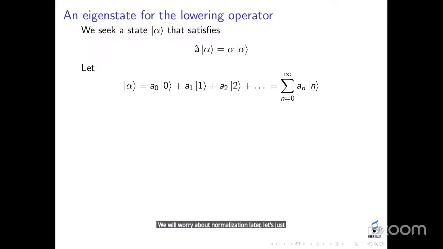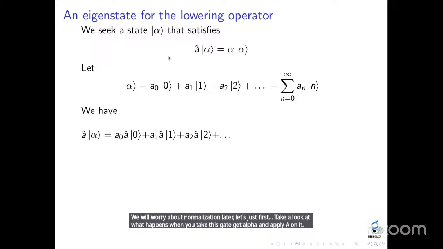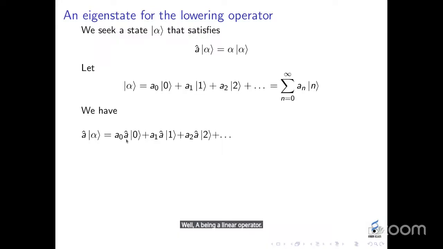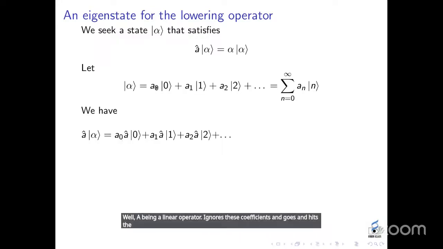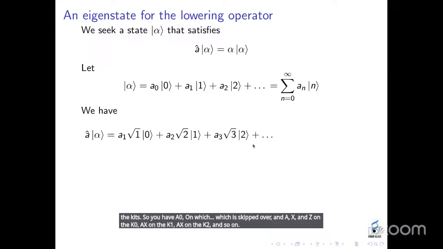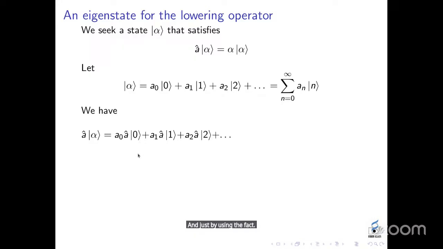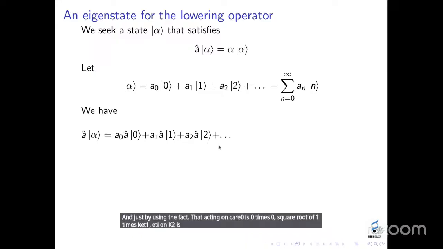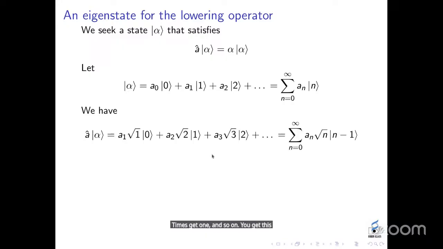Let's just first take a look at what happens when you take this state ket alpha and apply A on it. Well, A being a linear operator ignores these coefficients and goes and hits the kets. So you have A0, which is skipped over, and A acts on ket 0, A1, A acts on ket 1, A2, A acts on ket 2, and so on. And just by using the fact that A acting on ket 0 is 0, A acting on ket 1 is square root of 1 times ket 0, A acting on ket 2 is square root of 2 times ket 1, and so on, we get this, which can be written down in this infinite sum form.